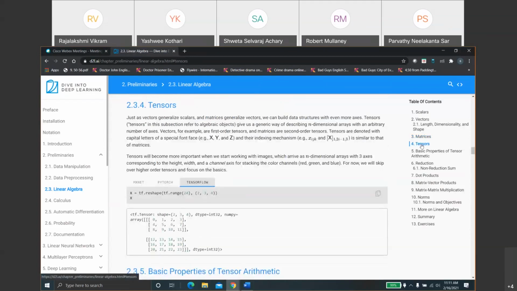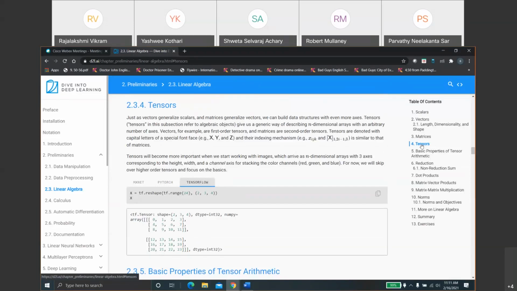Tensors. Now, this is an important concept because in TensorFlow, everything is represented using tensors. So what is a tensor? A tensor is basically an n-dimensional array with an arbitrary number of axes.